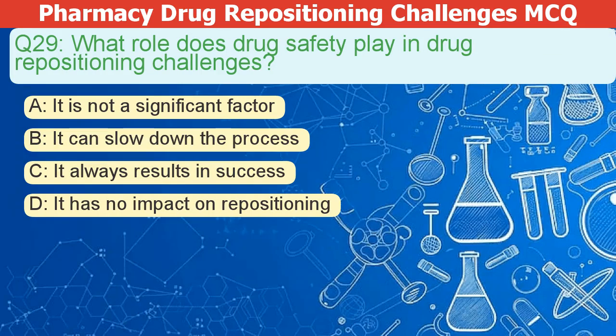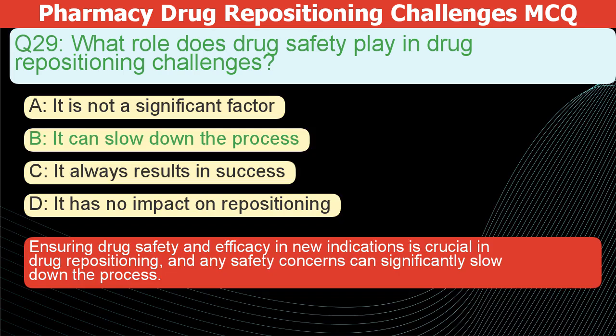What role does drug safety play in drug repositioning challenges? A. It is not a significant factor. B. It can slow down the process. C. It always results in success. D. It has no impact on repositioning. The correct answer is B. Ensuring drug safety and efficacy in new indications is crucial in drug repositioning, and any safety concerns can significantly slow down the process.